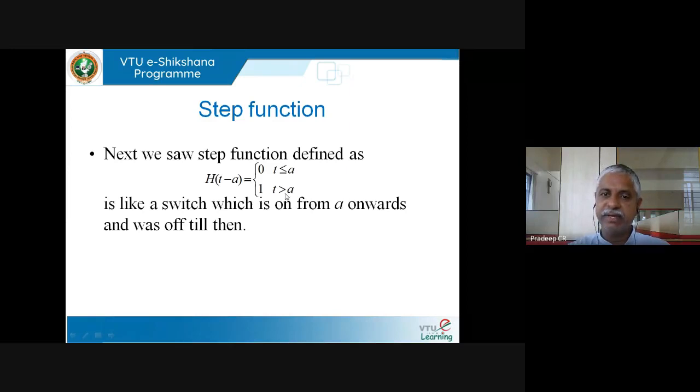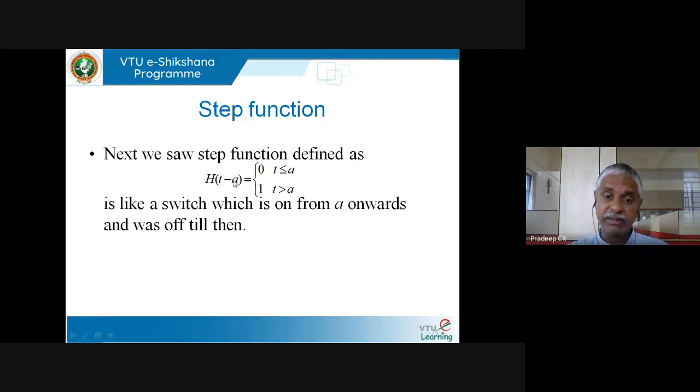Remember, this is a funny way of defining the function. Normally I would say h of t. Here now I'll say h of t minus a. In many places in mathematics they don't use this. We use notation like h sub a of t, so that h sub a tells me what a is. For example, h sub 2 of t is 0 till t is 2 and 1 after t is 2. But this is the standard notation for engineering, and this is also equally used.